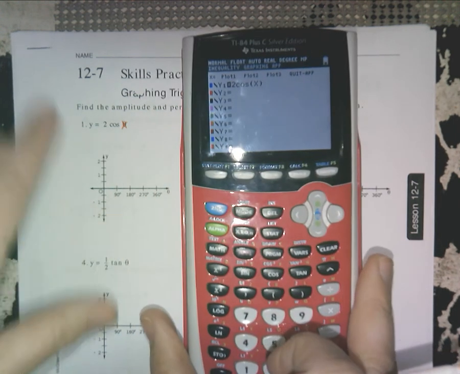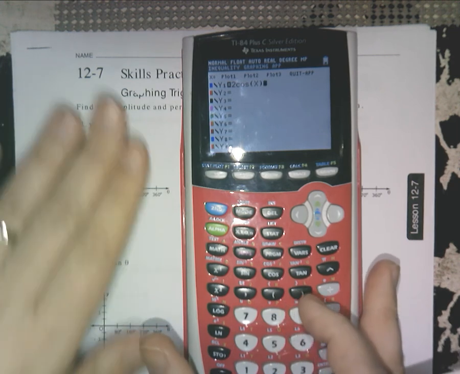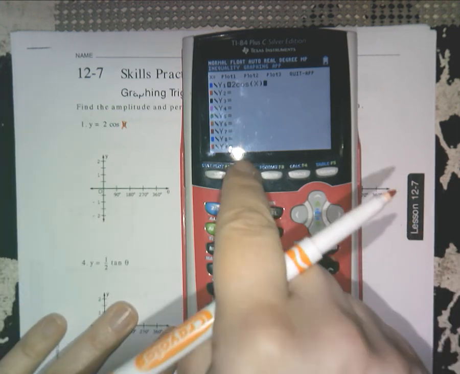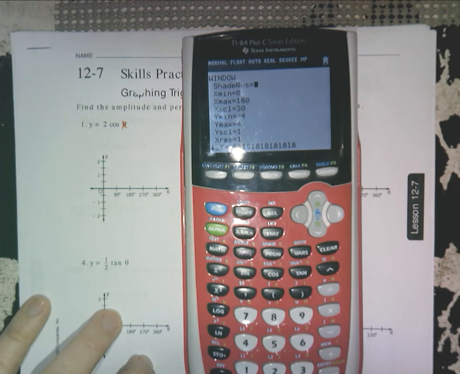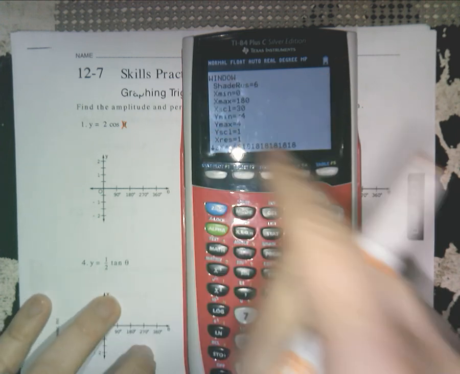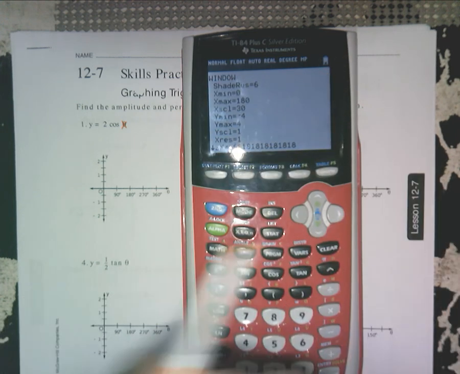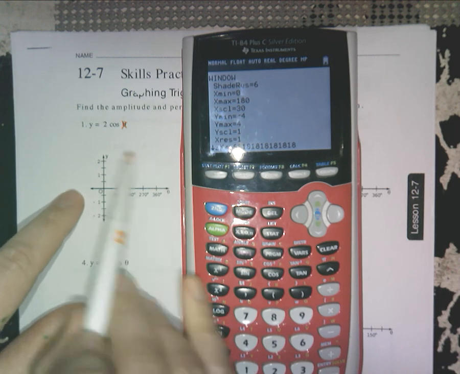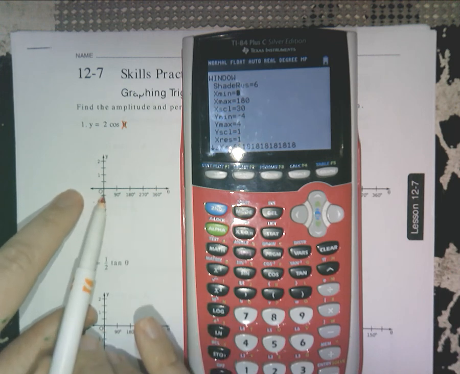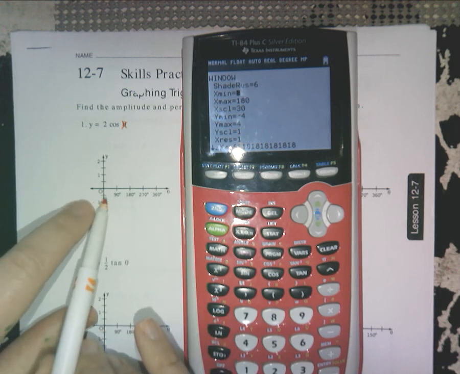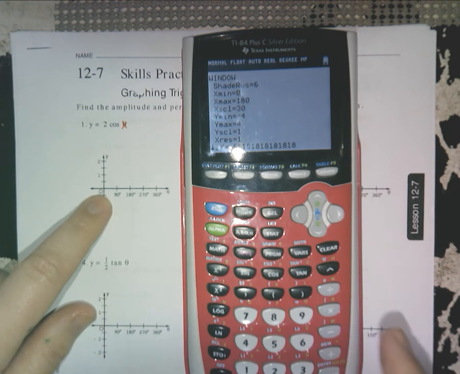Now, this worksheet is really nice. They actually have given you the window. So you're going to go to window right now, and you're going to read with me and figure out what this is. What is your X min in this picture? What is the minimum value? No, what's your minimum? 0 is your X min.